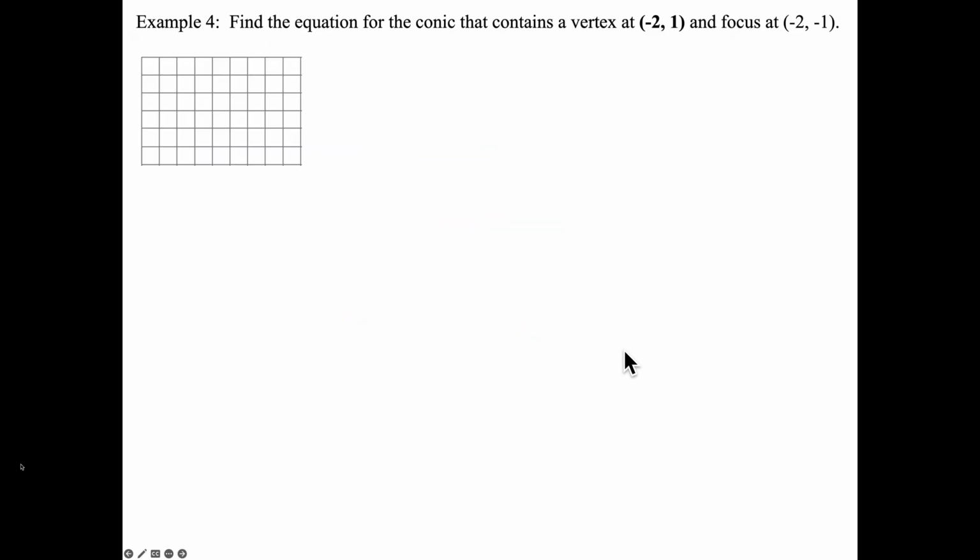Number 4, find the equation of the conic section that contains the vertex at negative 2, 1, and the focus is at negative 2, negative 1. So my recommendation here, again, this will be on the test, is to make yourself a picture. Plot some points. Negative 2, 1, there's my vertex. Negative 2, negative 1, there's my focus. What this tells me is that now my parabola is opening down because the focus is always inside the parabola. So this p is a negative 2.